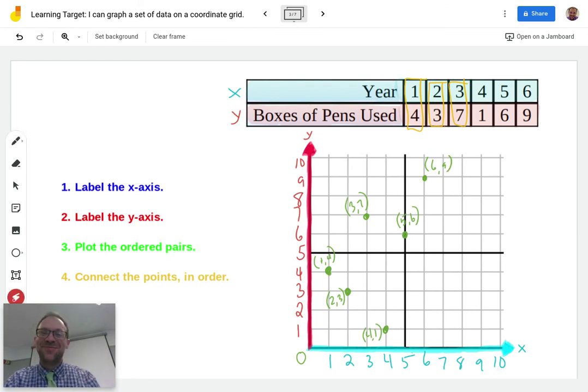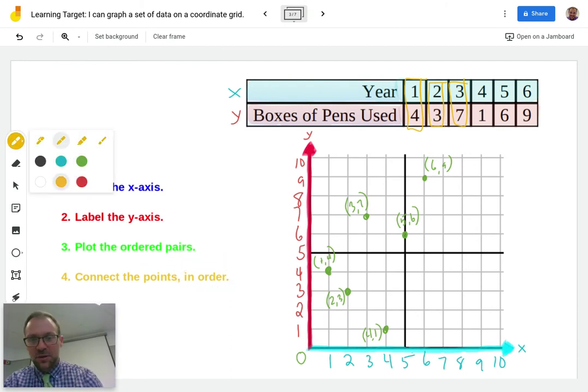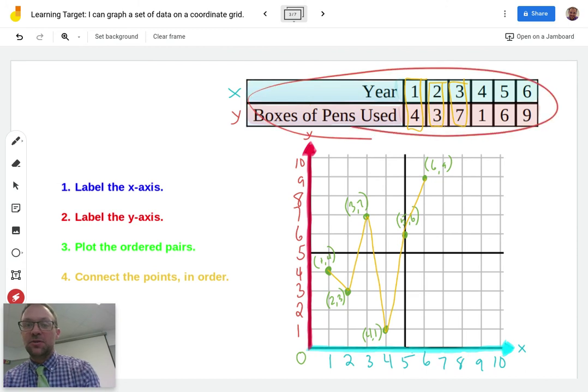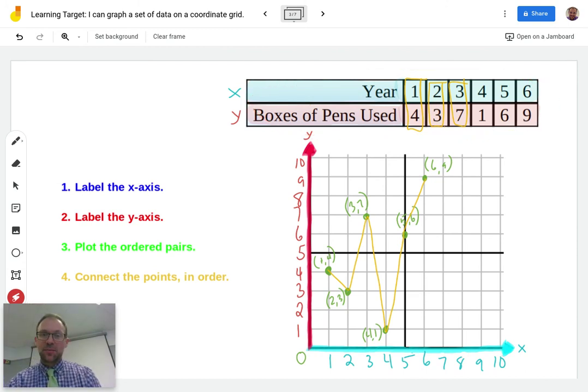Our final step is going to be to connect the points in order. That's the order that we plotted them in. So let's do that. Starting with the first point, to the second, to the third, to the fourth, and to the fifth. And there we have our data set graphed on a coordinate grid. And we can see that the number of boxes of pens used per year started sort of in the middle with 4, went down in the second year, up in the third year, plummeted in the fourth year, and then rose for 2 years in a row, quite sharply.